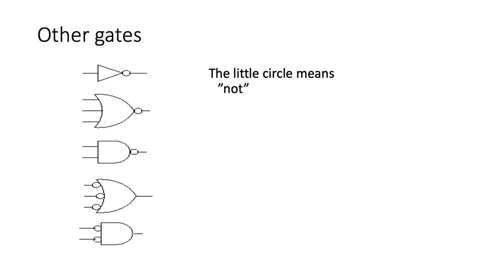Let's talk about other gates. I already mentioned that the little circle means not, so an inverted gate. This is an inverted gate for OR. So this is an OR that gets inverted at the output. That's why we call it NOR, right? Or not OR.